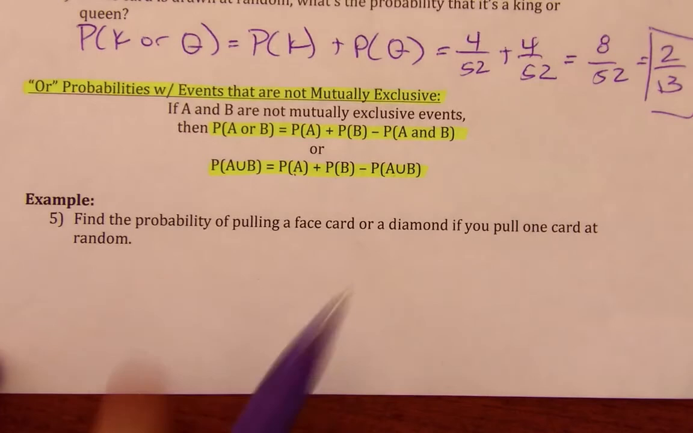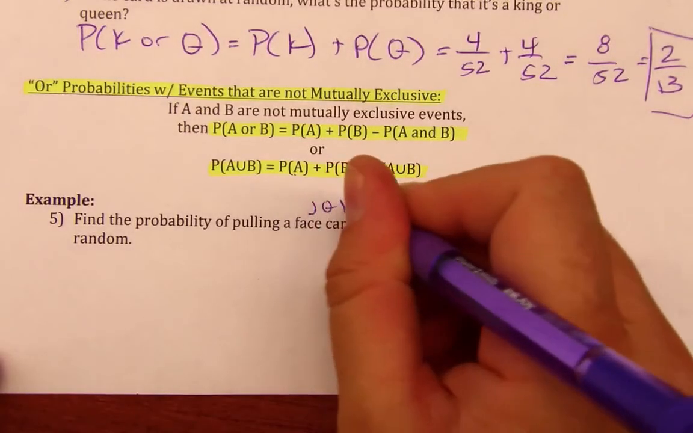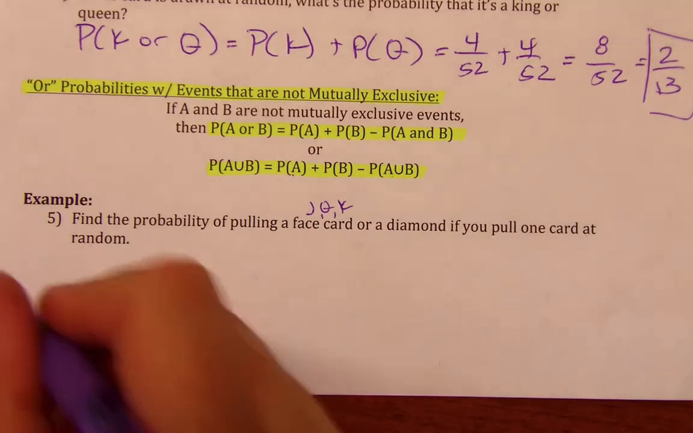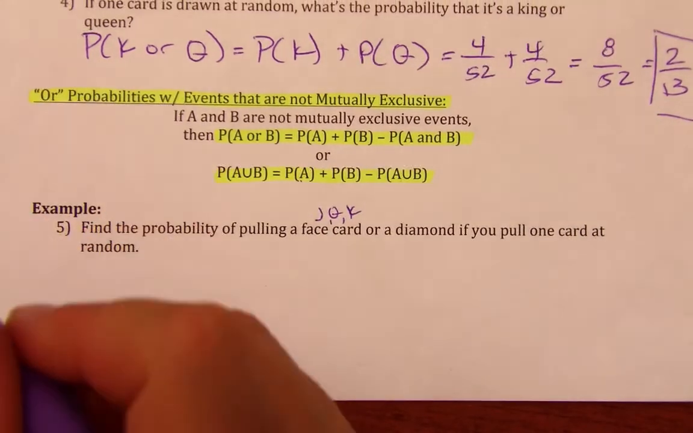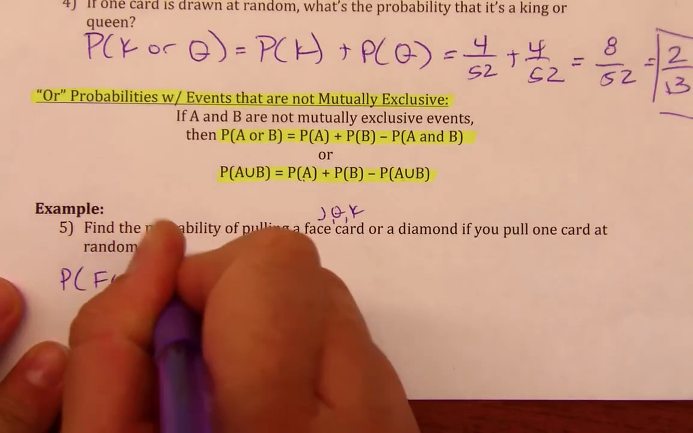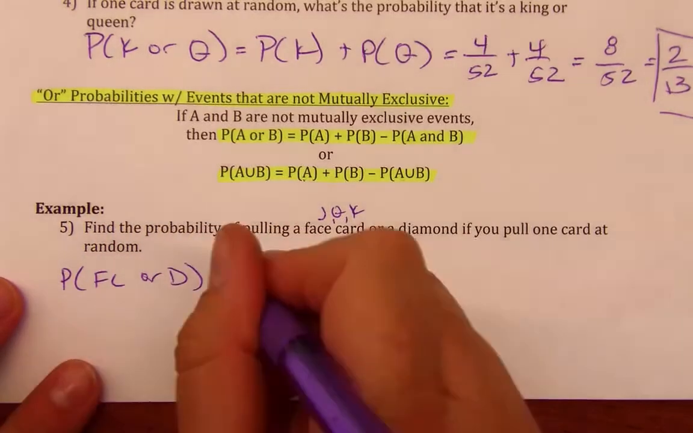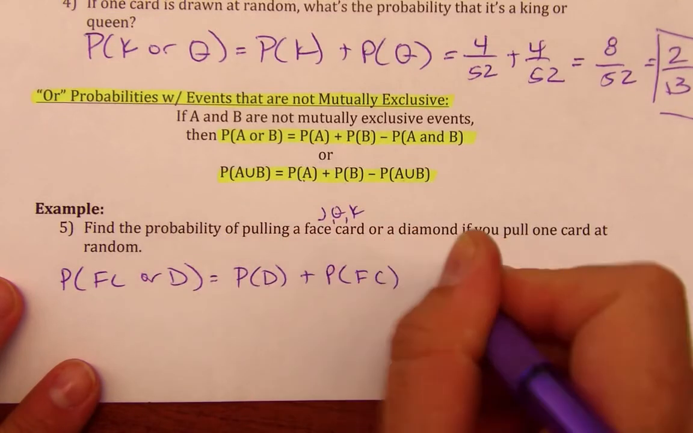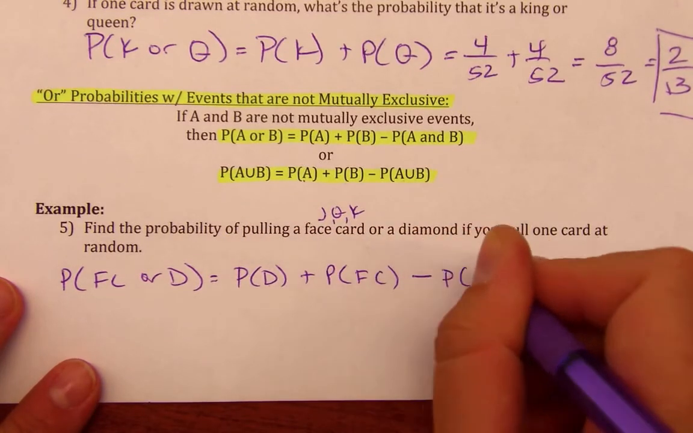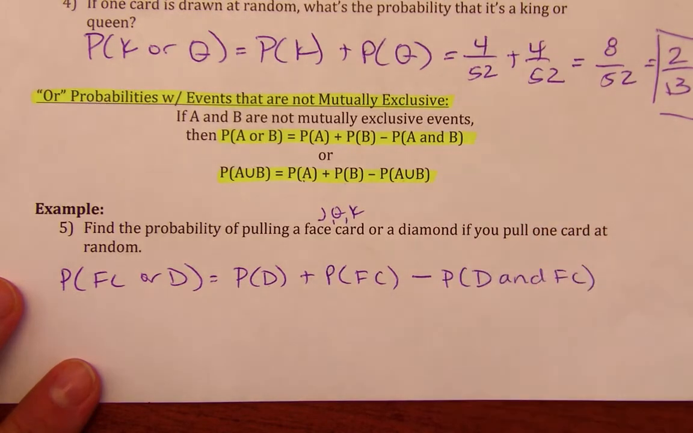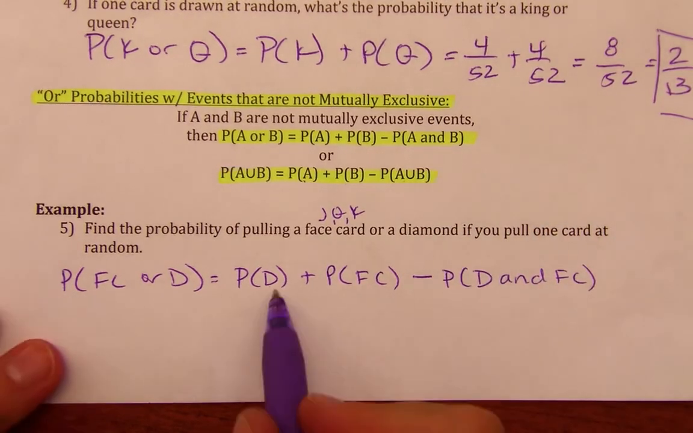It says, find the probability of pulling a face card, so that would be a jack, queen, or king, or a diamond. So this is going to be the probability of a face card or a diamond. So we want the probability of a diamond plus the probability of a face card minus the probability of a diamond that's also a face card. So let's look at those probabilities.